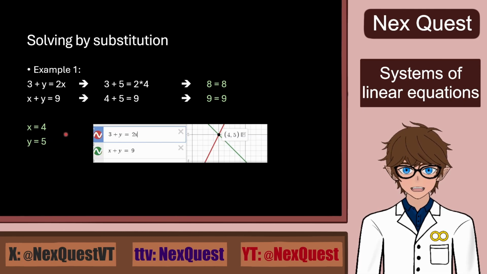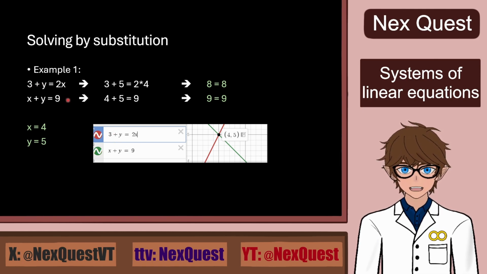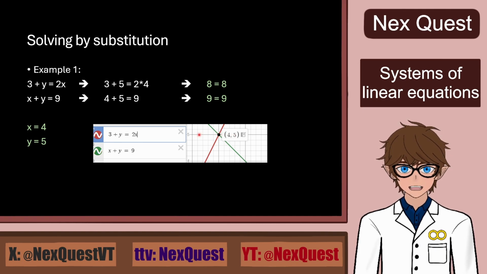Let's ease you into the graphing. We do it, I think, next lesson, or in 2 lessons. I've graphed both of these equations. So you see 3 plus y is 2x is red, it goes up, and the x plus y is 9 is the green one, and it goes down. They intersect in the point 4, 5.